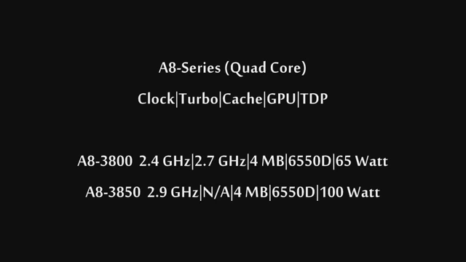These are quad core APUs. 3800 is a 2.4 GHz with 2.7 GHz turbo core, 4 MB of L2 cache, 6550D HD graphics, and a 65 watt TDP. The 3850 is a 2.9 GHz clock speed, does not feature turbo core, has 4 MB of L2 cache, also has the 6550D HD graphics, and this comes in at 100 watts on the TDP.